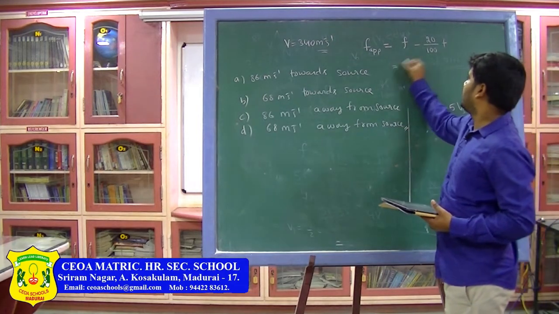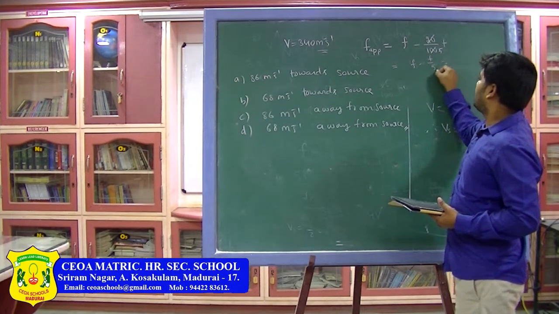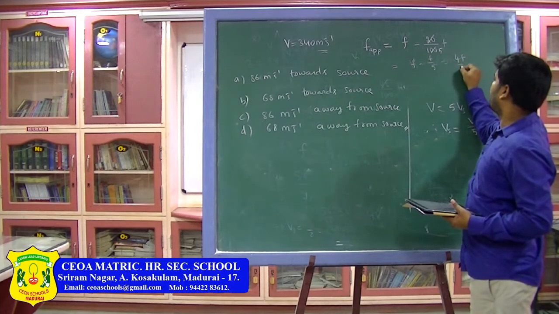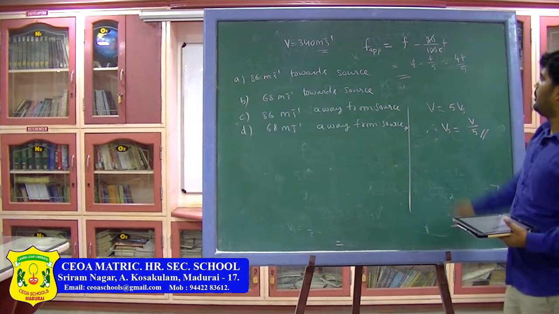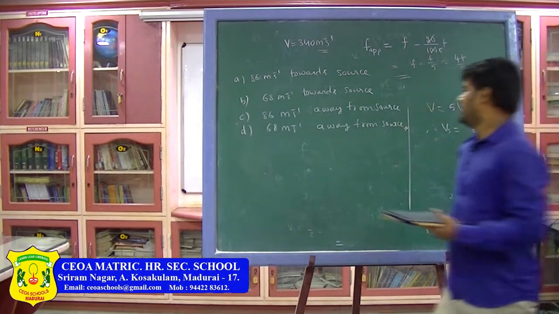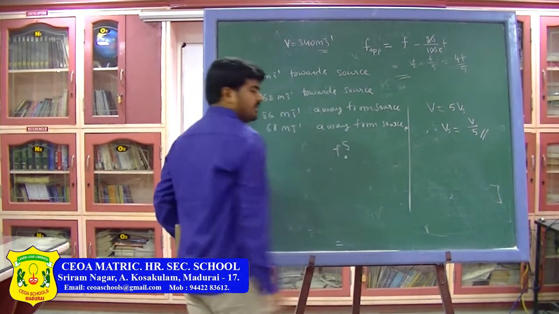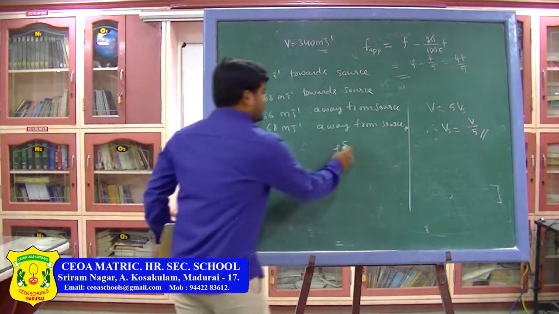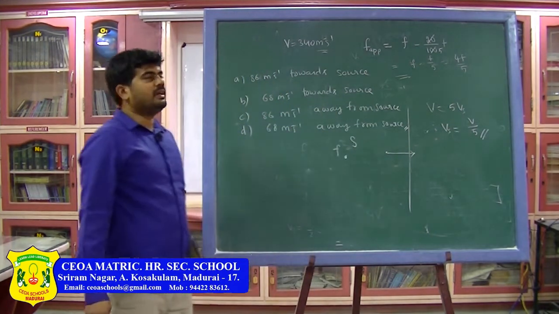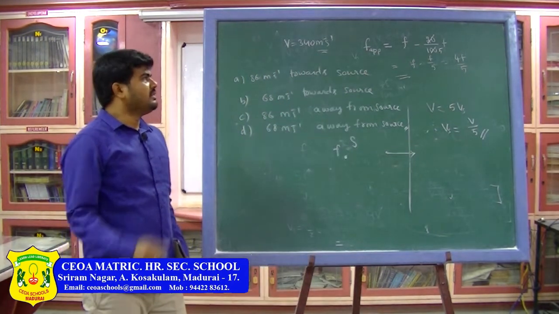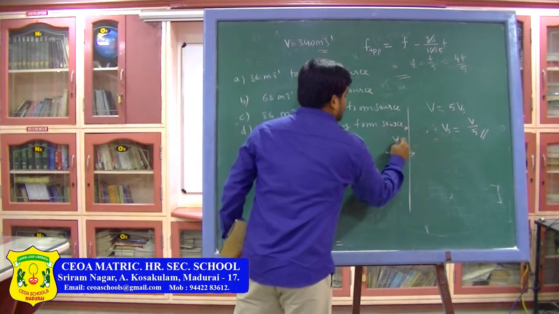Simplifying this, you will get f minus f divided by 5, that is 5f minus f, 4f. So, 4f divided by 5 is the apparent frequency received by the observer. Clearly the apparent frequency is decreasing, which means the observer is moving away from the source. If this is the source producing a frequency f, the observer must be moving away, so that he hears a frequency less than the actual frequency of the source. So, he is moving away from the source at rest.